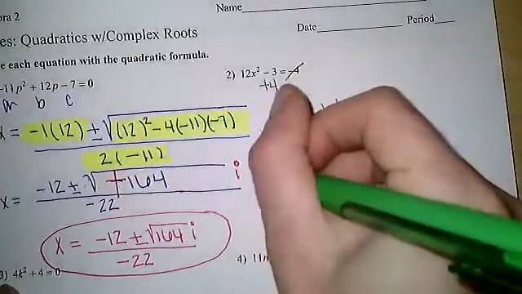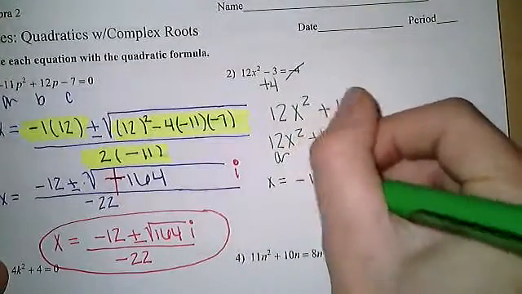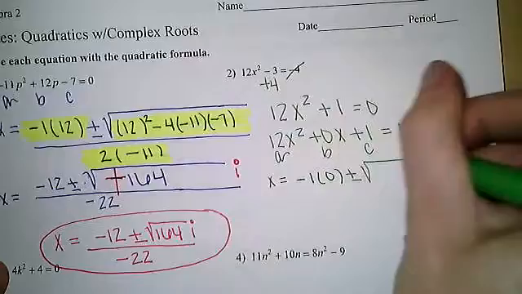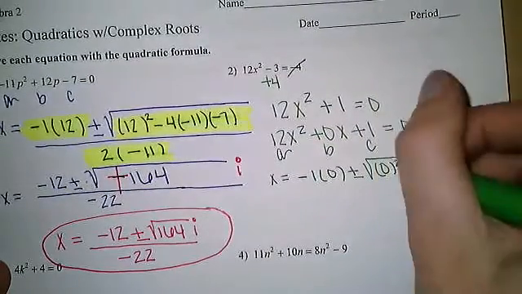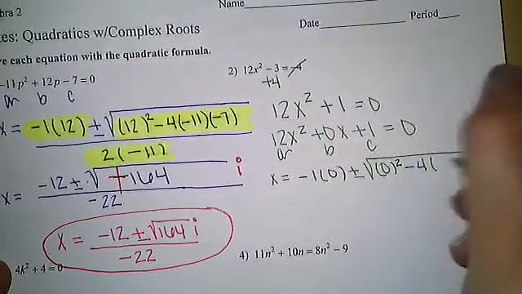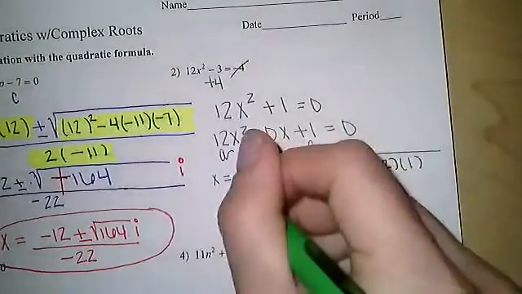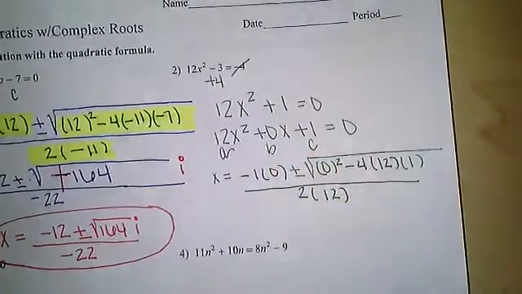And we can plug it in to our quad formula. So quad formula is -1 times B, which is 0, plus or minus the square root of B squared, 0 squared, minus 4 times A, which is 12, times C, which is 1, all over 2 times A, which is 12.